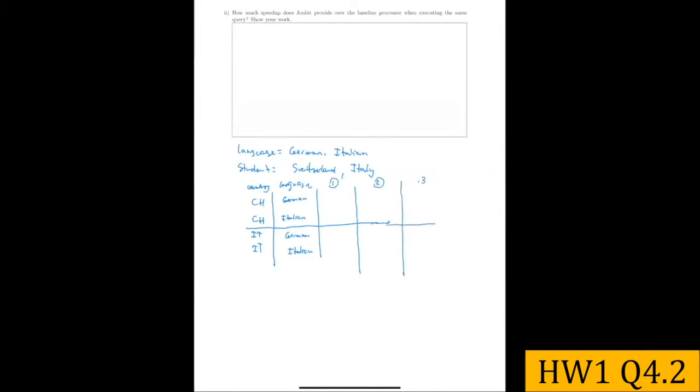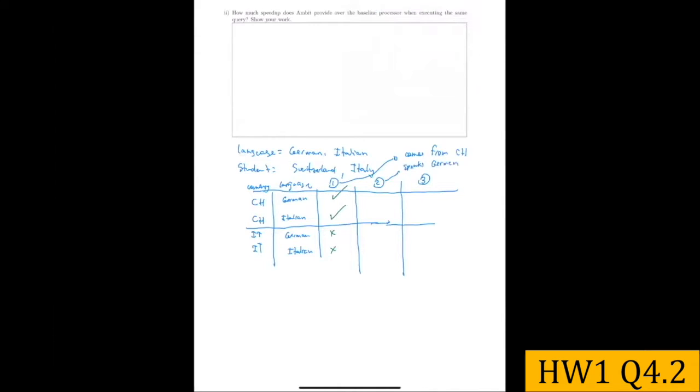And then you have 3 queries. The first one is you want to figure out if the student comes from Switzerland. So you are going to want this line over here, this line over here. This is Italian. You don't want this one. You don't want this one. The second one asks if you want the student that speaks German.